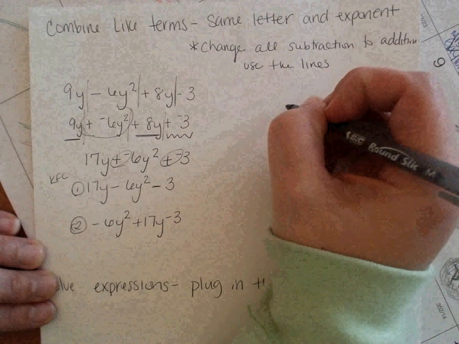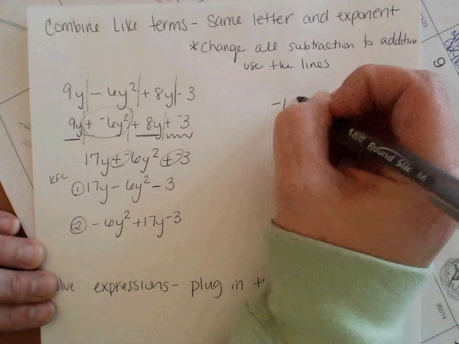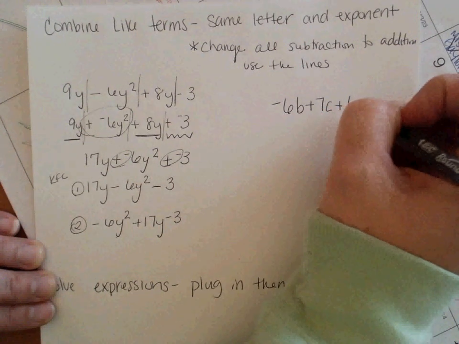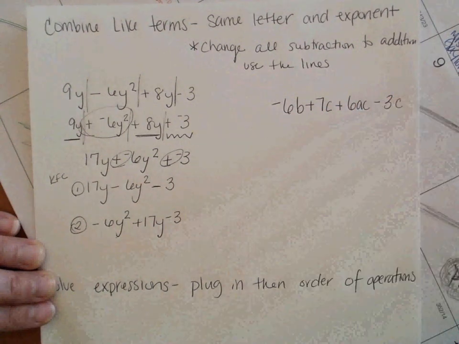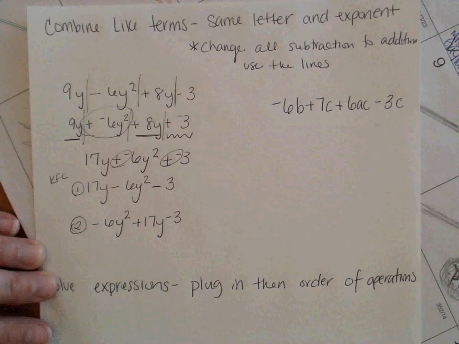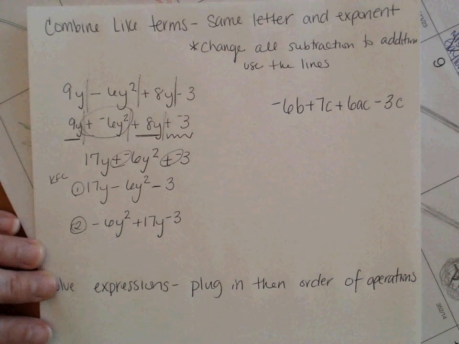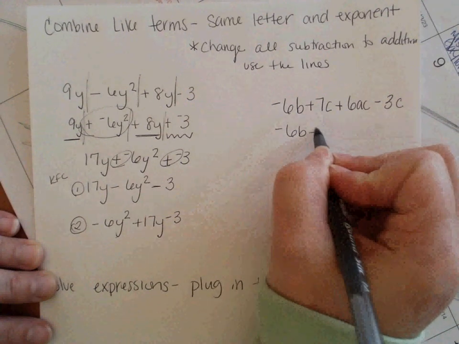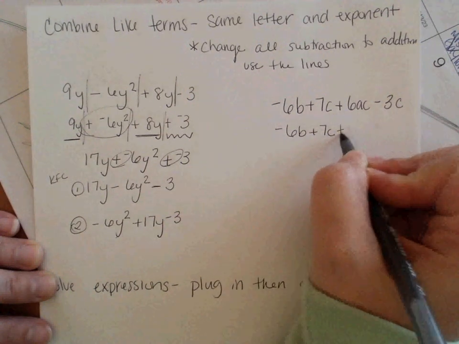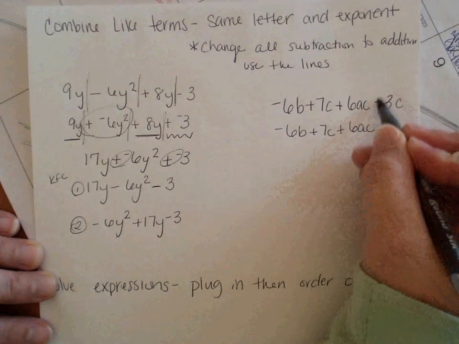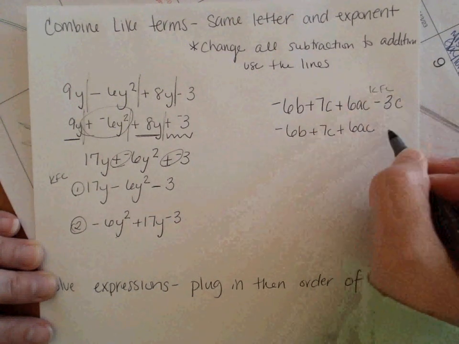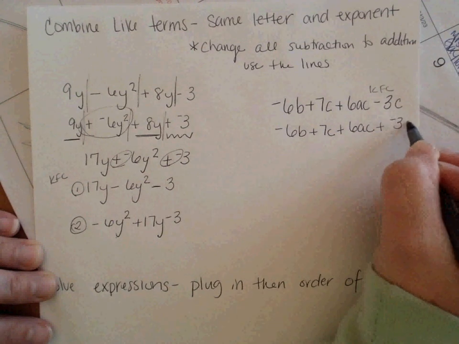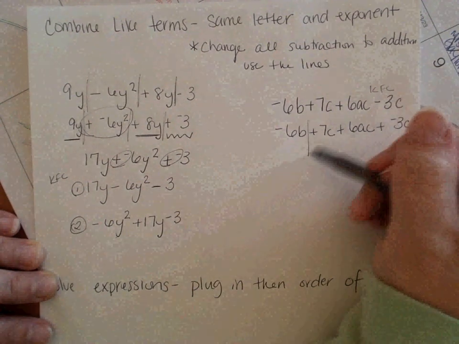Another example is if I give you something like negative 6b plus 7c plus 6ac minus 3c. You don't always have to KFC them first. It does make it sometimes easier to follow. So I have a negative 6b, bring down my plus 7c, bring down my plus 6ac, I have a minus, so I'm going to KFC it, keep it, flip that subtraction to addition, change that positive 3 to a negative 3c.